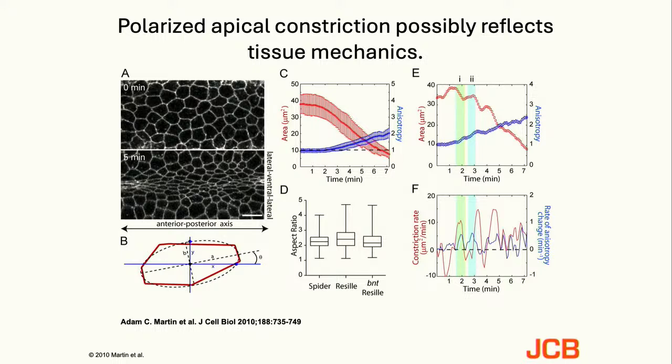And you see that as the area decreases, there is also an increase in anisotropy of the cells, which means that the cells are becoming smaller in one direction as compared to the other direction, okay. So this is something which is happening along the entire tissue, right. One can look at one cell, but it is happening along the entire tissue.